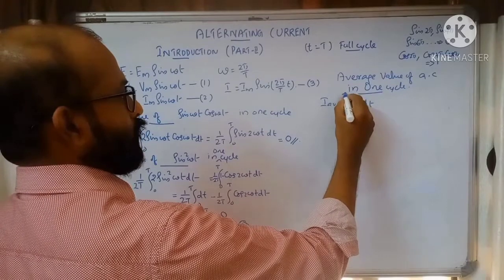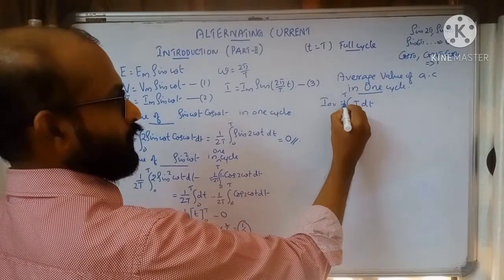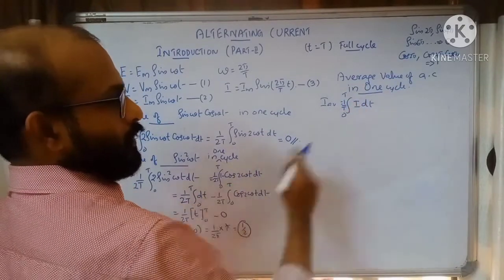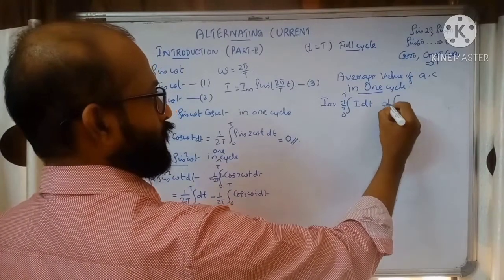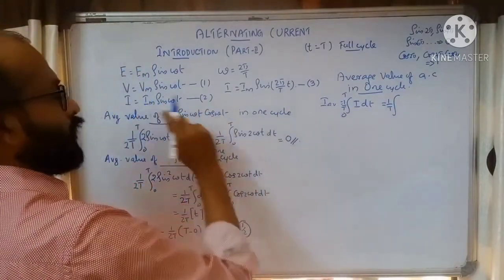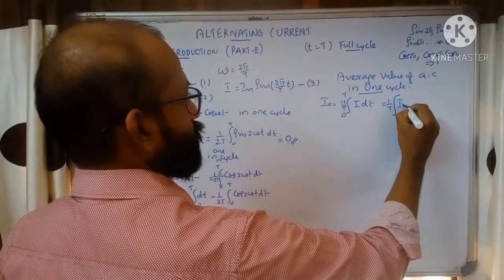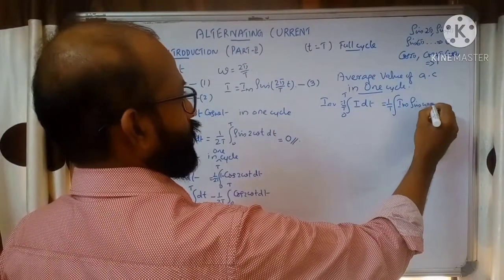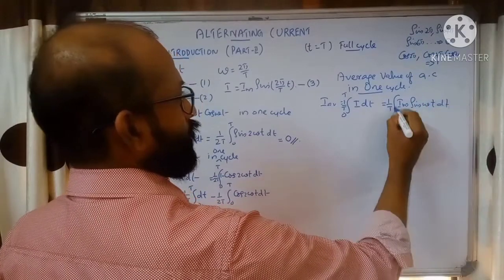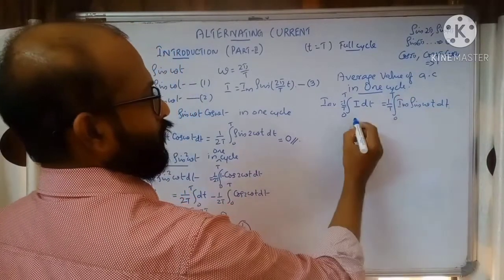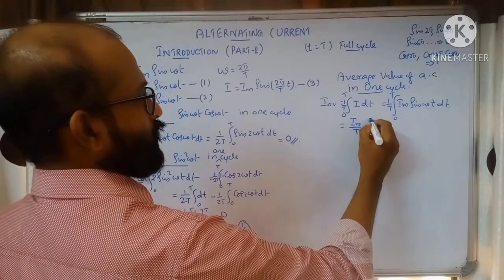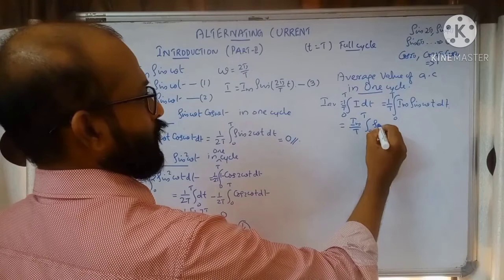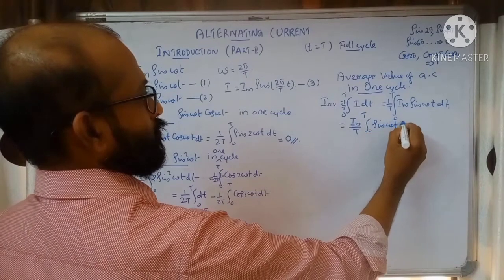We need to integrate from 0 to T. To take the average value, we need to divide by T. Now when you substitute, we will substitute (1/T) integral of I. What is I? I is equal to Im sine omega t, so Im sine omega t dt, with the limit from 0 to T. Now we take Im and T outside: Im/T times the integral from 0 to T of sine omega t dt.